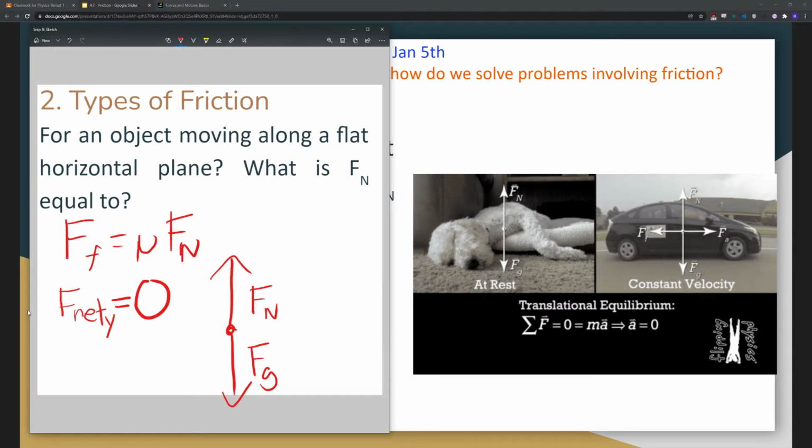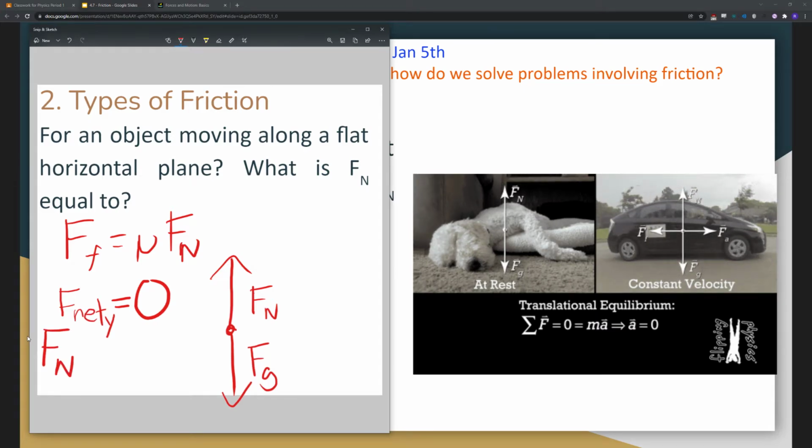Well, what are the forces acting in the y direction? Well, it's just Fn and Fg. And so now my net force is the sum of all my forces, right? This is something you should have learned in the previous topics. So my only forces acting in the y direction are Fn and Fg. So Fn minus Fg is equal to 0.